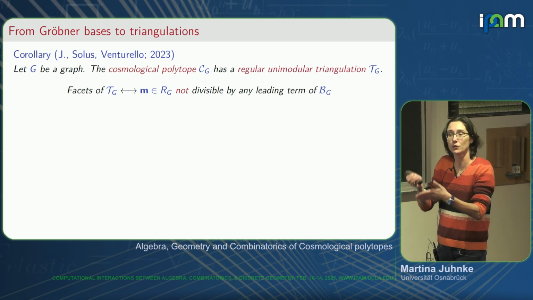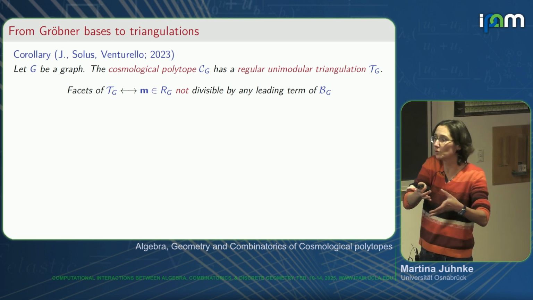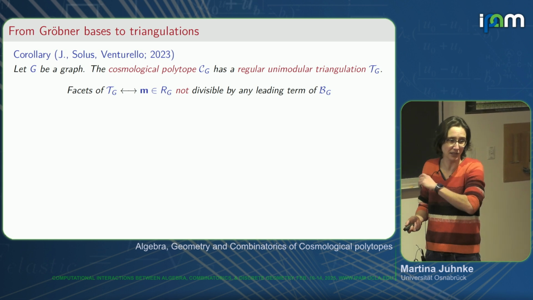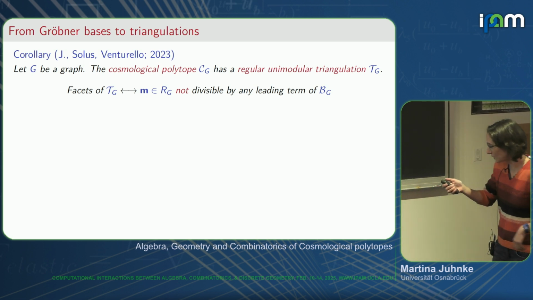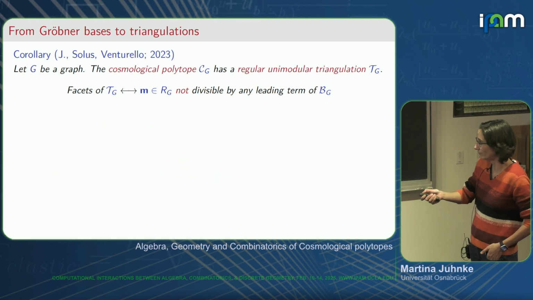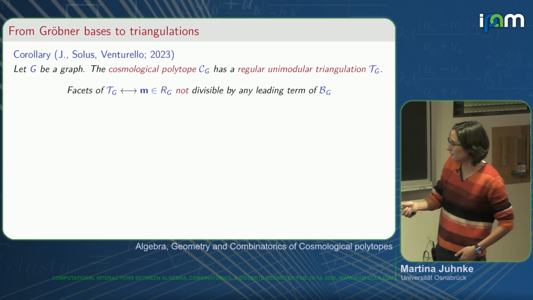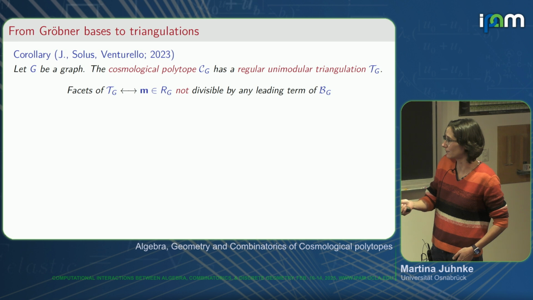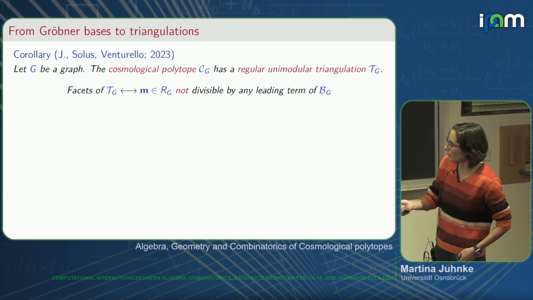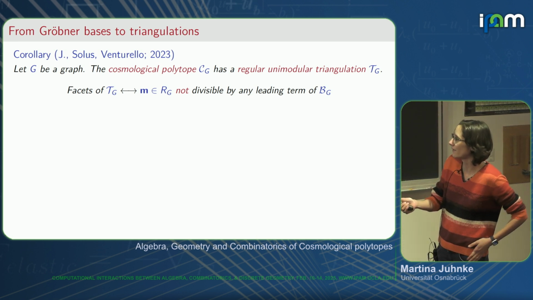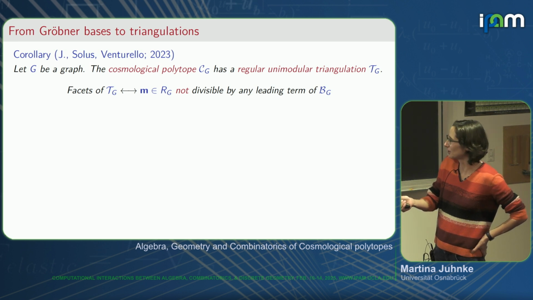And how does it work? How do I go from my Gröbner basis to the triangulation? That's what I would like to tell you. Okay, so basically the facets, the maximal faces of this triangulation, correspond to monomials that are not divisible by any leading term. So let's go through this.